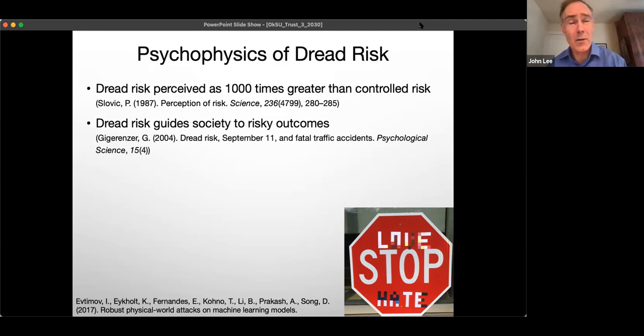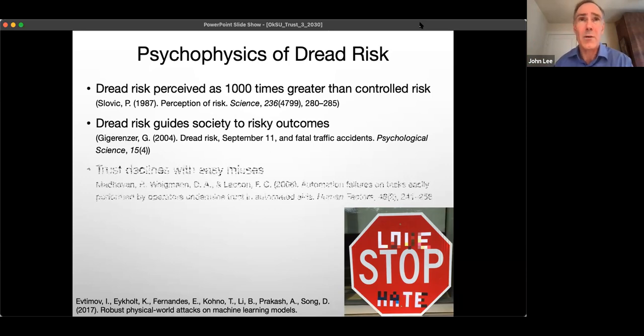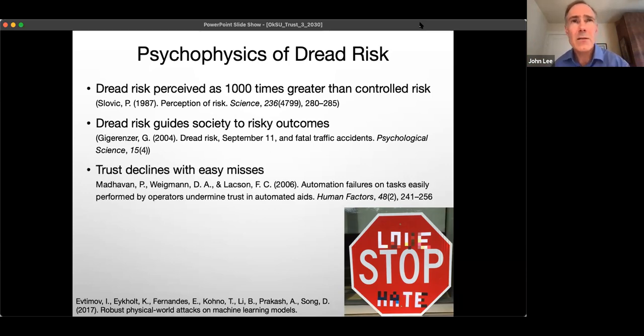And particularly if you look at how people judge risk of driving versus flying. Driving is way more dangerous than flying, but people see flying as more dreadfully risky. Dread risk is important because it guides decisions. So if we look at what happened after 9/11, people stopped flying, they started driving. There are more people killed in traffic accidents after 9/11 because of the increased driving than there were by the terrorist attack itself.